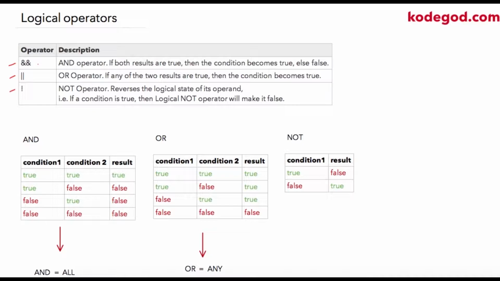In the AND operator, if both the expressions or both the conditions are true, then that complete expression, which includes two conditions, will be true. Else it will be considered as false. In case of the OR operator, if any of the two conditions are true, then the whole condition inside your if or else if will become true. And in case of NOT, it will just negate the result. So if your original condition is true and you have applied a NOT operator, it will become false. If your condition result is false and you have applied the NOT operator, that will become true.